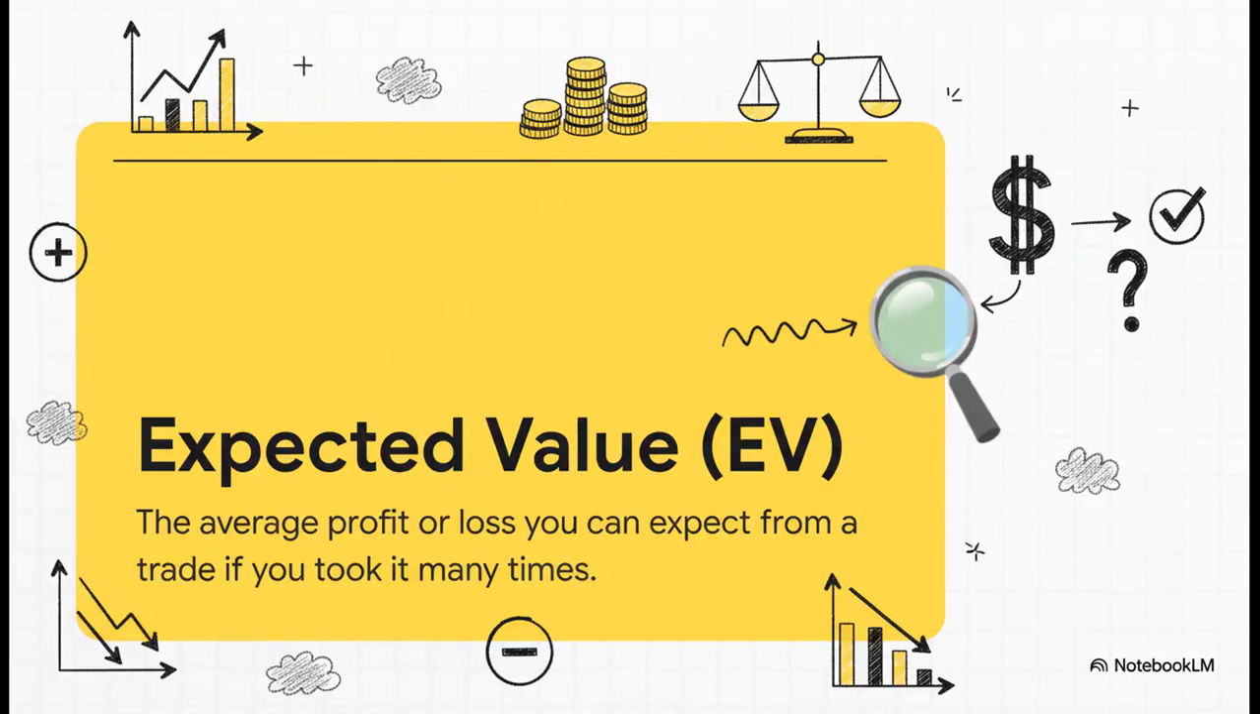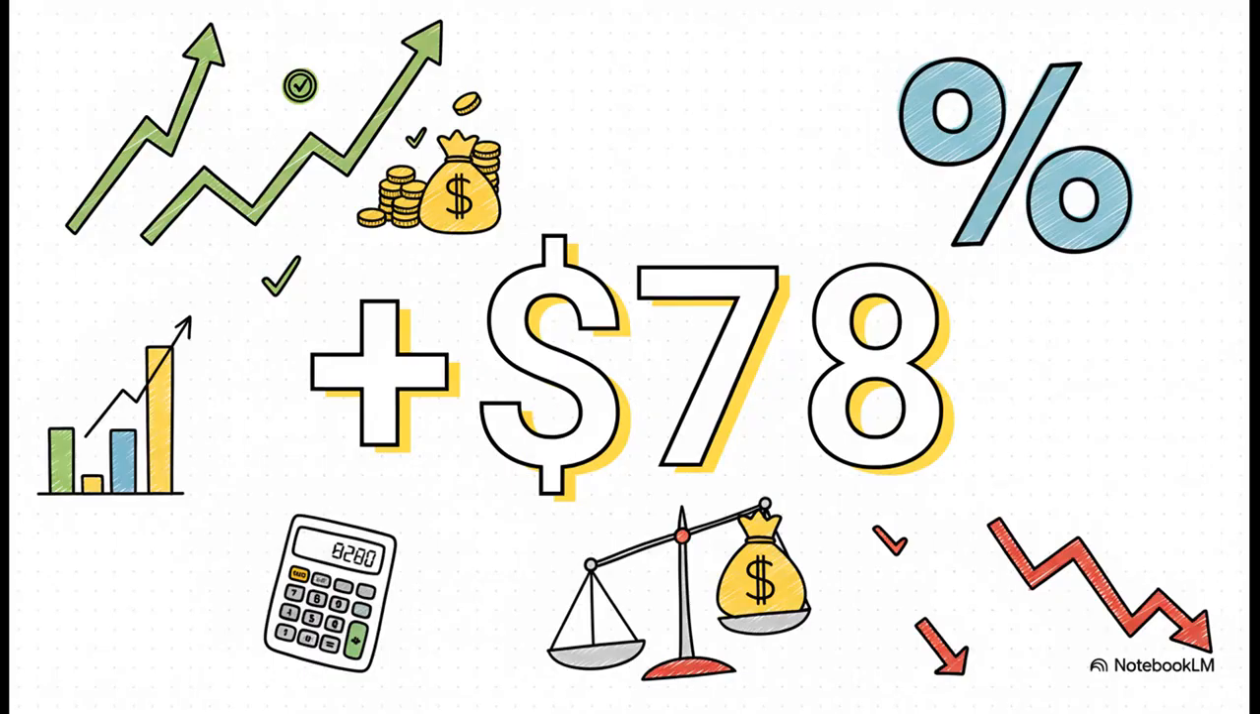Now, to figure out if this strategy is actually profitable over the long run, we need to calculate something called its expected value, or EV. To put it simply, EV tells you what you can expect to make or lose per trade on average if you took it hundreds of times. It's basically the math that proves whether you really have an edge or not. Okay, let's run the numbers.